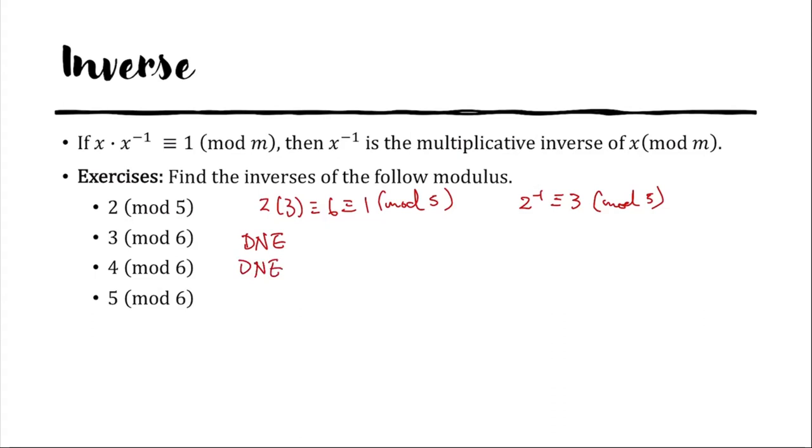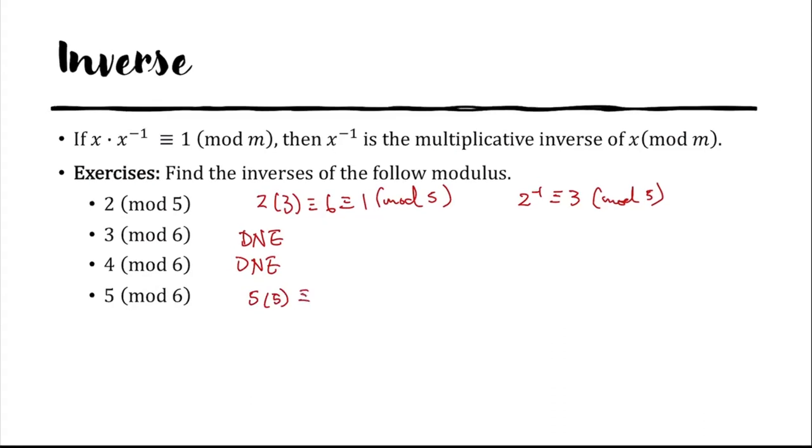Now what about 5 mod 6? Is there anything that multiplies by 5 to give you 1 mod 6? Okay, CPO says 5. If you check 5 times 5, that will give you 25. 25, you can subtract 24, which is a multiple of 6. So that will give you 1 mod 6. So the inverse of 5 is just itself. So we see sometimes the inverse does not exist. For 3 mod 6 and 4 mod 6, the inverse does not exist.